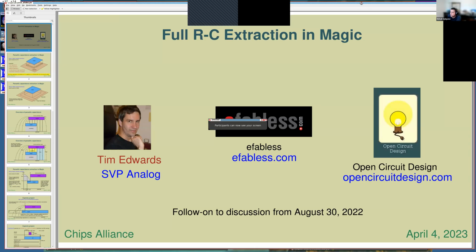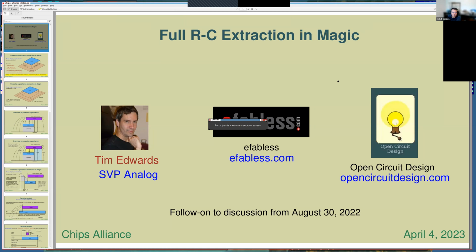Yep. Okay. So I last talked to this group a couple of times ago about extraction in Magic and some of the research I was doing into trying to figure out how to improve Magic's extraction. That was back in August. It's been a little over 7 months since then, and I've done a lot of work on that. So it's worth giving an update and having a few more details about full RC extraction in Magic.